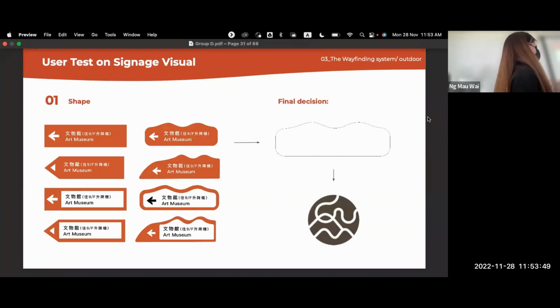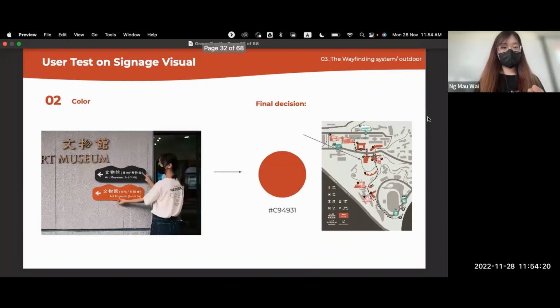Moving on to the visual design of the signage. We also did some user tests to find the best result. For the shape of the signage, we initially designed 8 shapes, and the final decision is the sling shape with 2 waves on top. This is because this shape matches the logo and the identity of the art museum, so it makes it easier for users to recognize that this signage is related to the art museum.